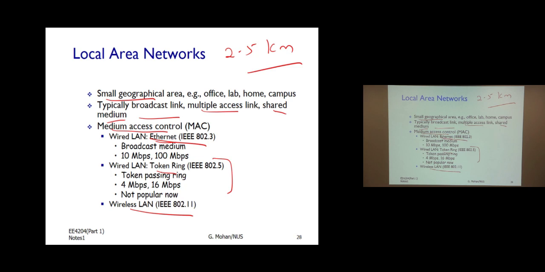But what is important to note is that the bandwidth was quite low, maybe up to 10 Mbps. Later it increased to 100 Mbps, even 1 Gbps, etc. But for the broadcast medium it's mostly 10 or 100 Mbps, and for token ring it is up to 16 Mbps. There are no new developments in token ring. Commercially, new networks are not popular now, but Ethernet is still popular.